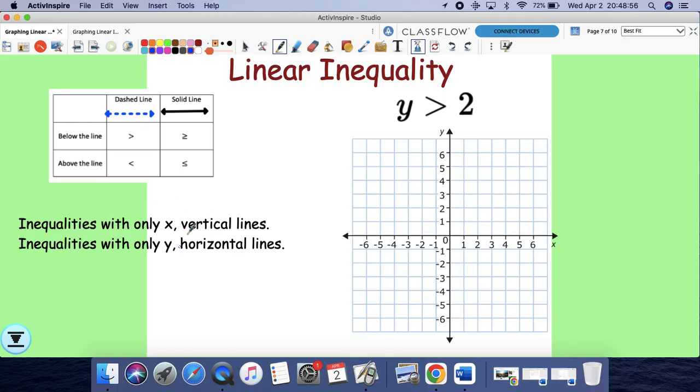I had a couple of sentences here which you can use. Inequalities with only x, use vertical lines. Inequalities with only y, use horizontal lines. Let's see what that means.